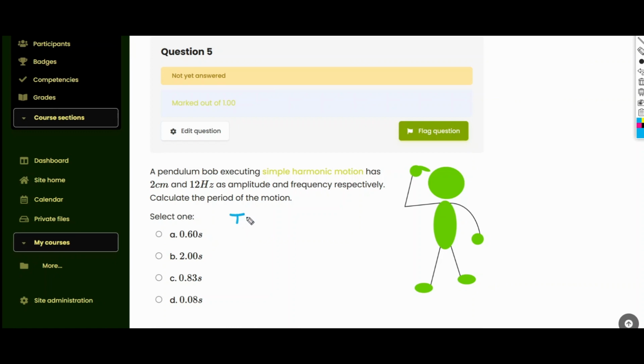So the period is equal to 1 over frequency. So the period has nothing to do with the amplitude, so 1 over 12, so 1 over 12 hertz. That is to say the period is 0.083 seconds. So in 2 decimal places, 0.08 seconds.